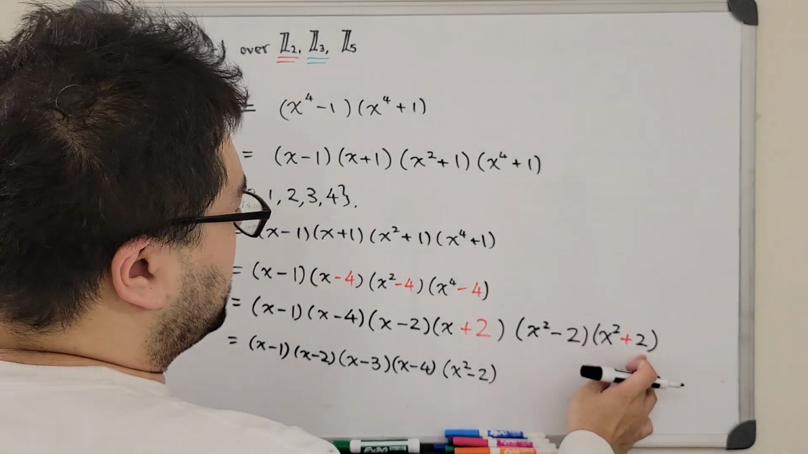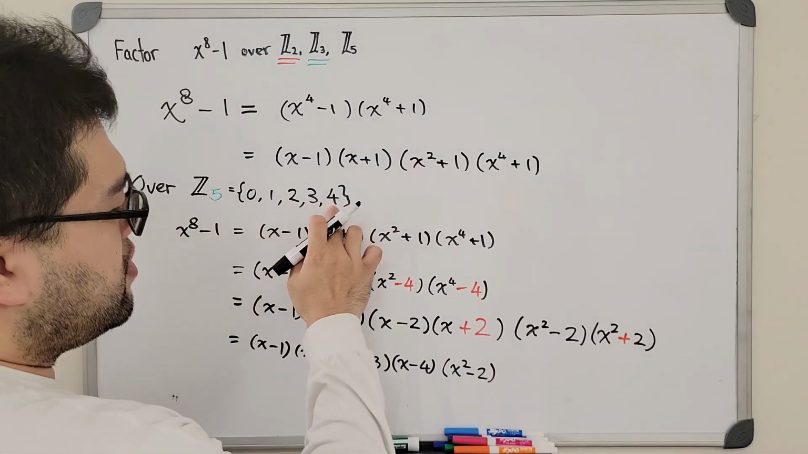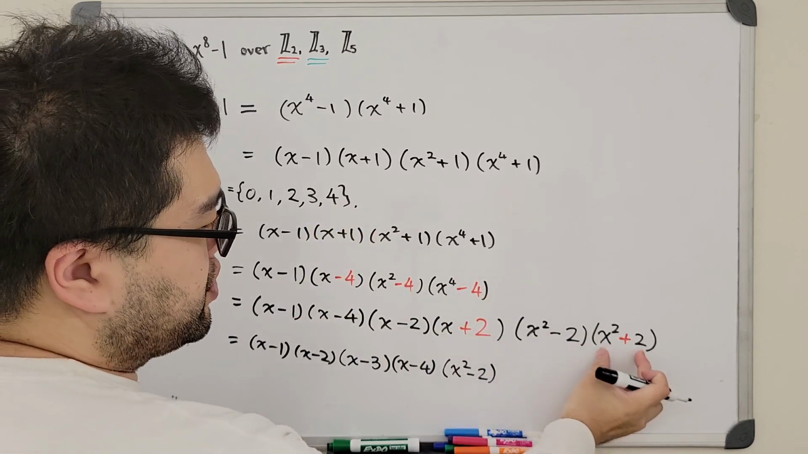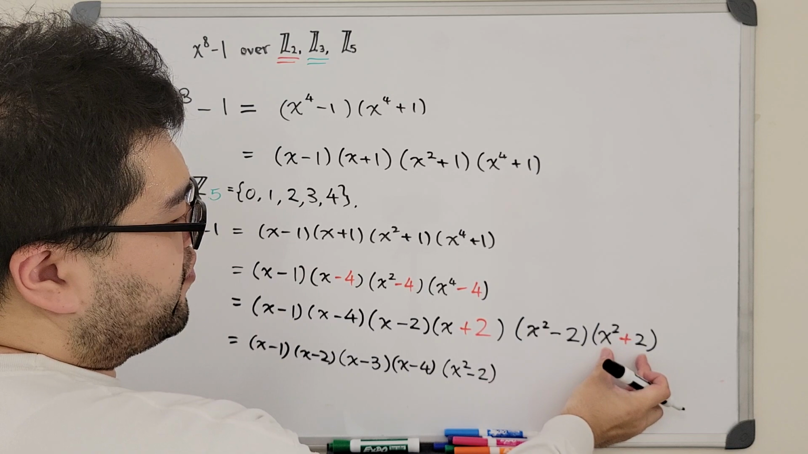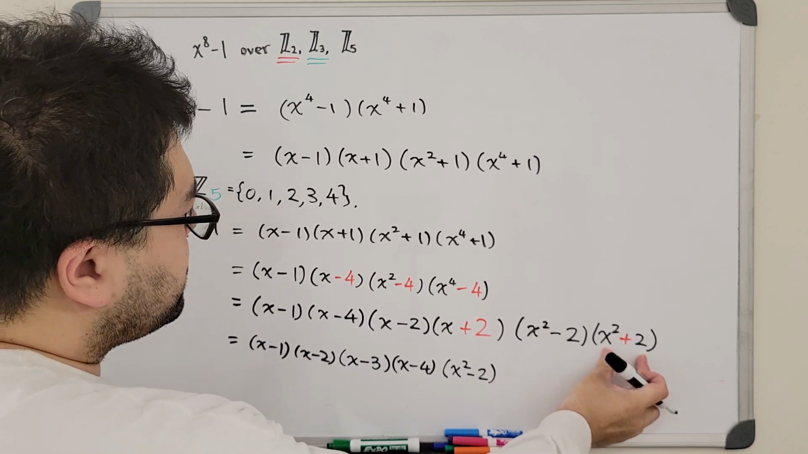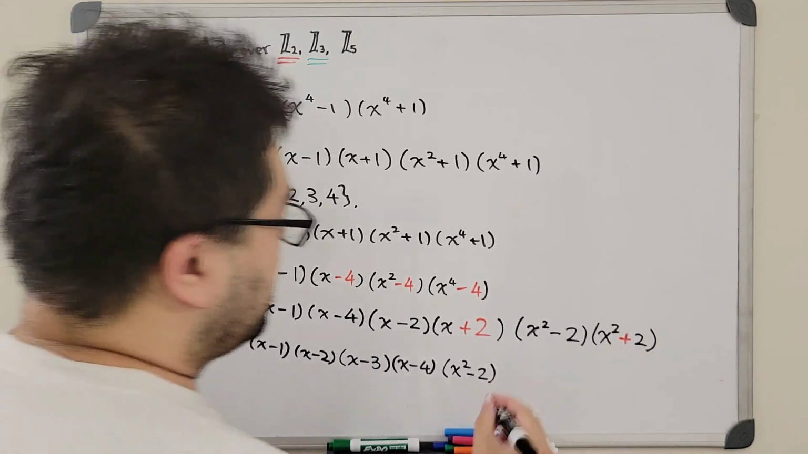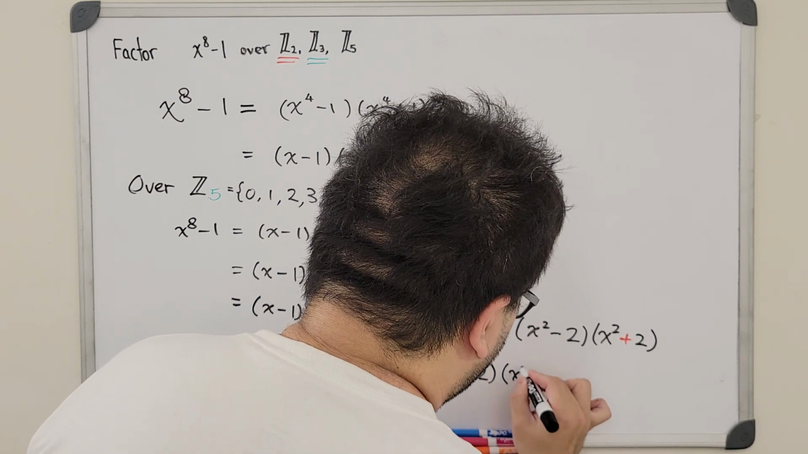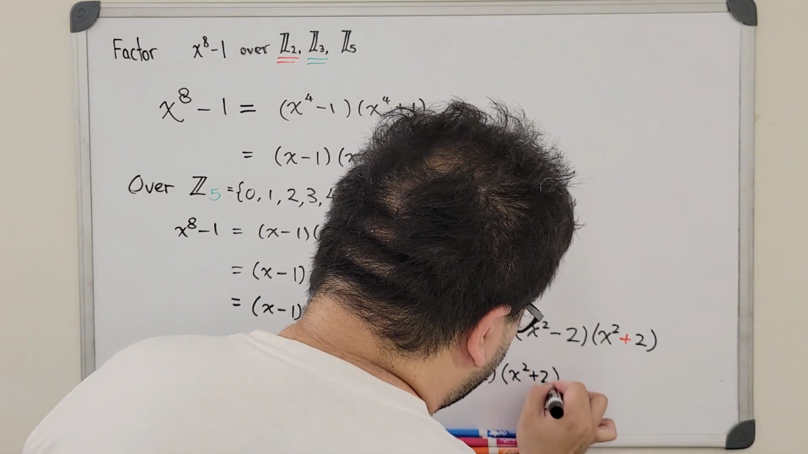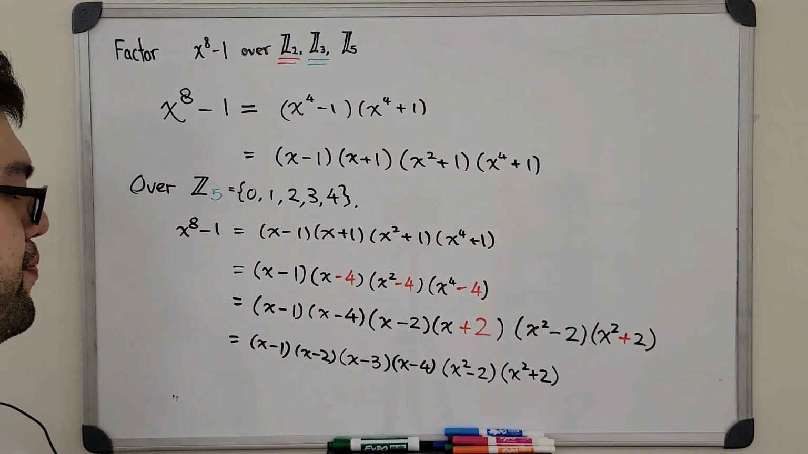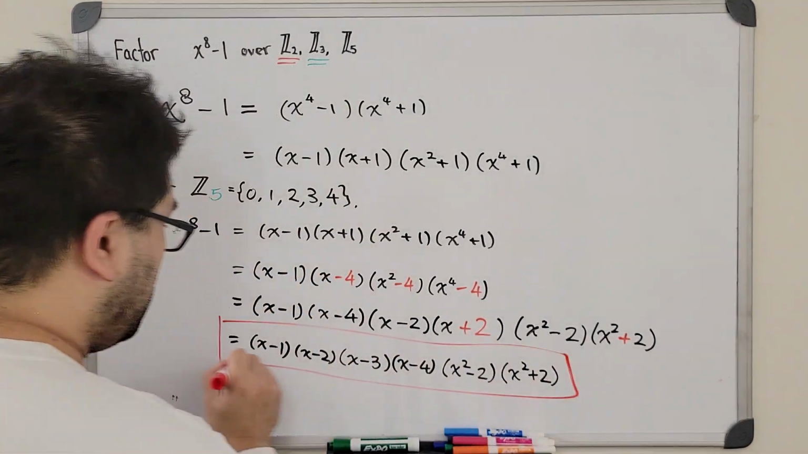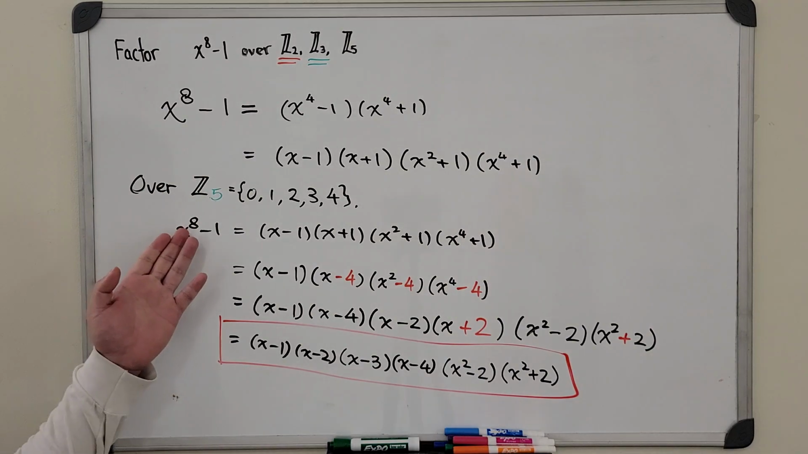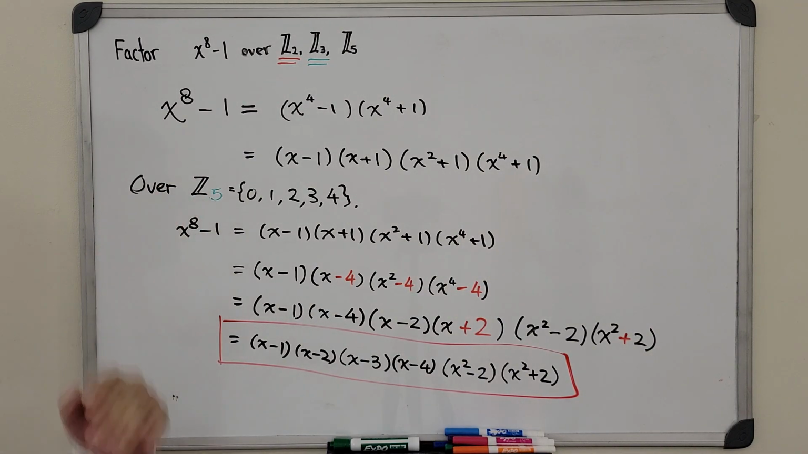Similarly, if we try to substitute all these possible answers into the term x squared plus 2, we will not end up with the remainder equal to 0. Therefore, we can now conclude that x squared plus 2 is also irreducible. And that gives us the answer of x to the 8th power minus 1 over Z5.